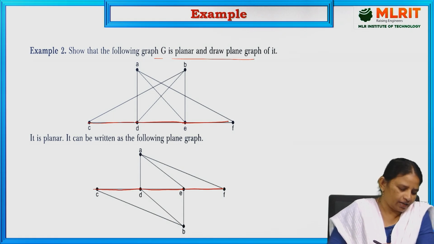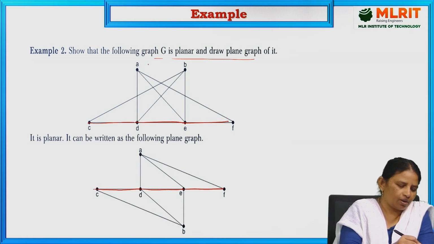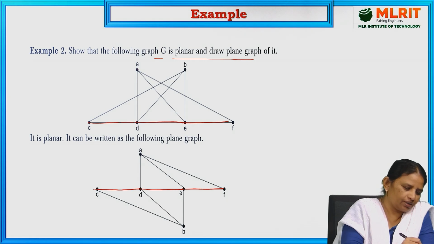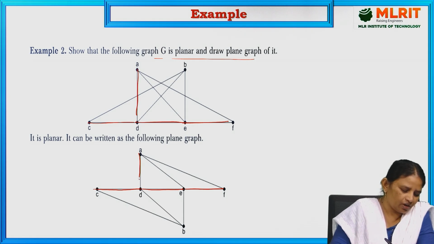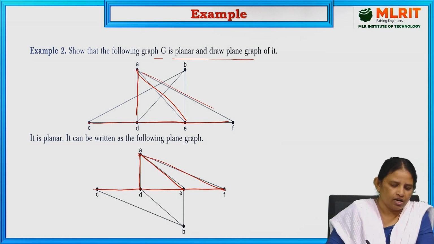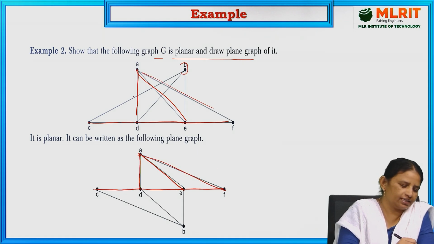Next, we have to take A to D. A to D we have to draw. A to E, we have to draw A to E. Then A to F. Here one more vertex B. Here there is a crossing. If you draw, there is a crossing present.